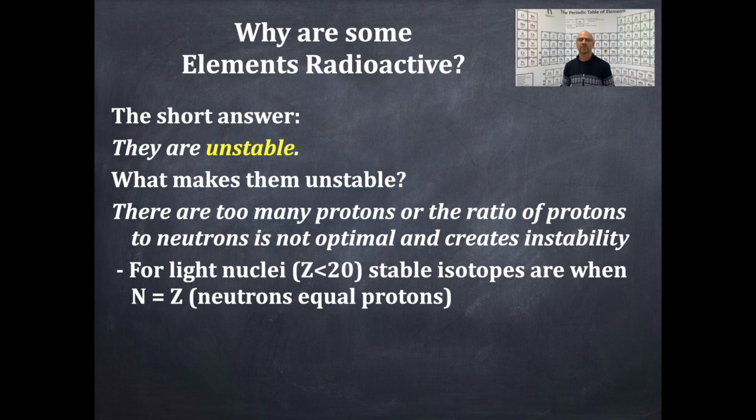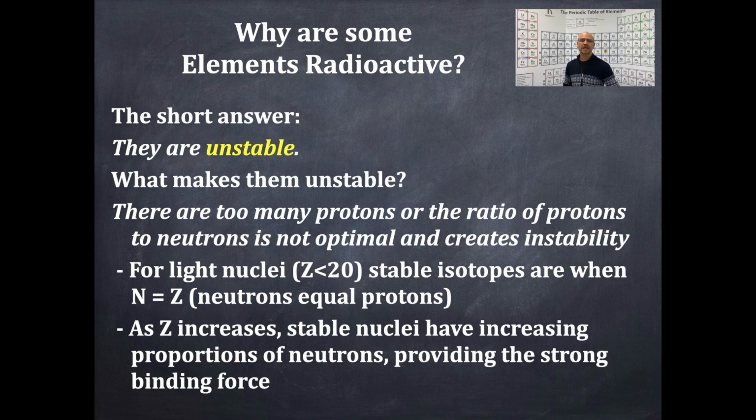So for low mass atoms, that's atoms up to 20, stable isotopes have a 1-to-1 ratio of protons to neutrons. So neutrons, that's N, protons, Z, that's the atomic number. The 1-to-1 ratio for the first 20 or so elements, those are stable. After you get beyond element number 20, in order to have a stable nucleus, you need to add in more neutrons. Those neutrons create this binding force that is necessary for the nucleus to become more stable. That's an important concept there, okay?